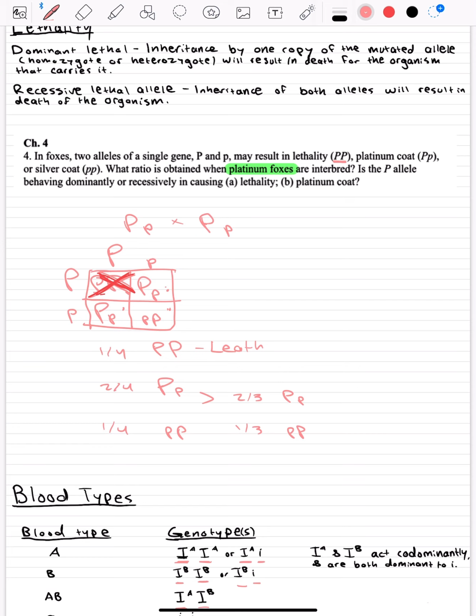Alright, is the big P allele behaving dominantly or recessively and causing lethality? In order for it to be lethal, you have to have 2 copies of this allele, meaning that it is behaving in a recessive manner. Recessive lethal alleles occur when inheritance of both alleles will result in the death of the organism.